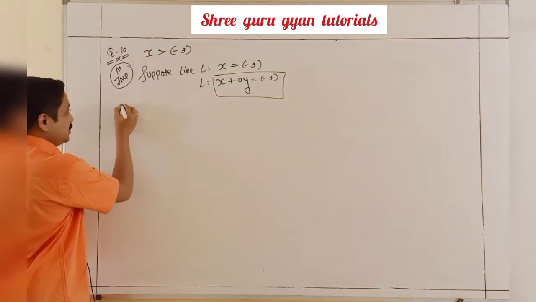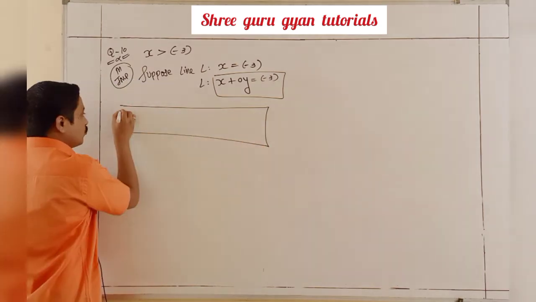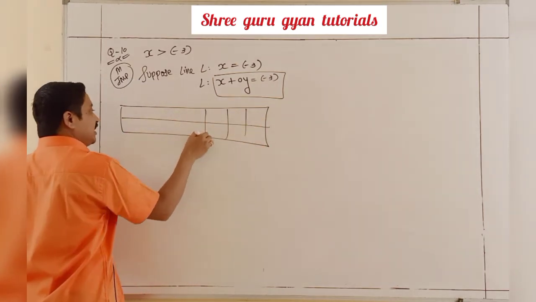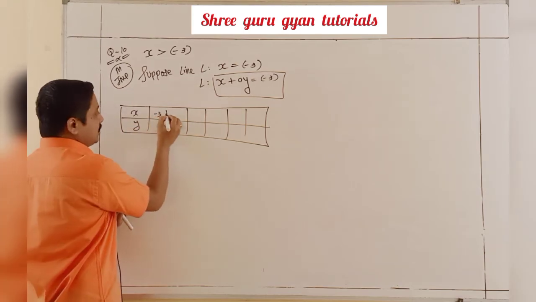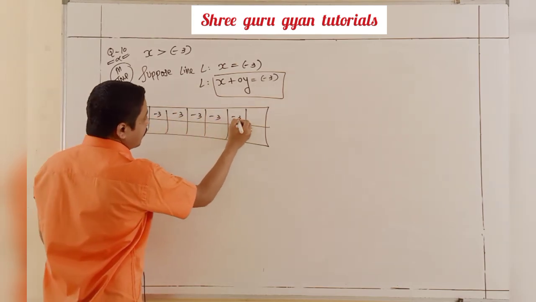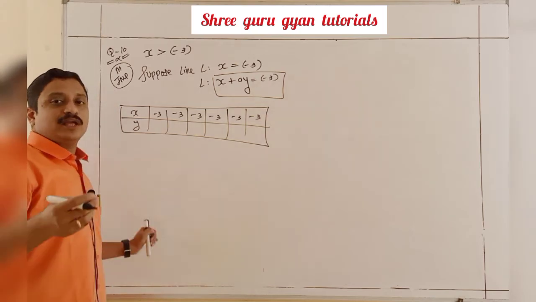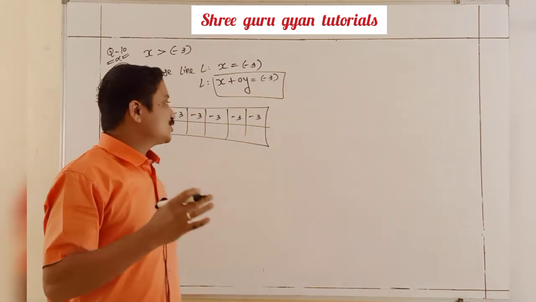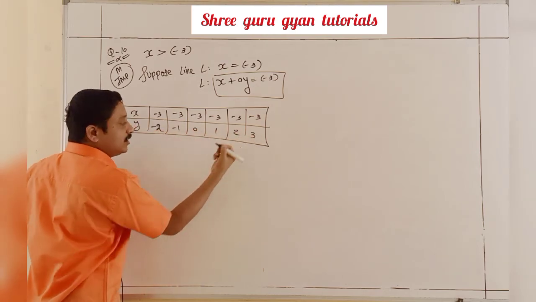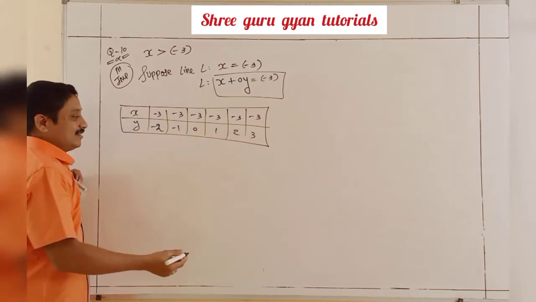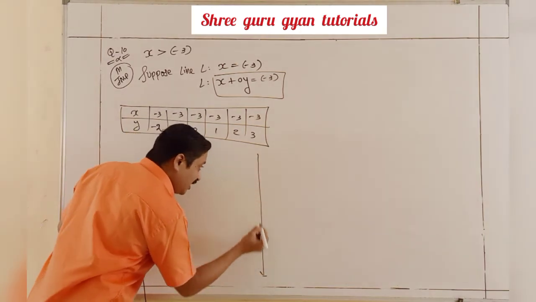So you go to the table and put in some values. For more understanding, taking 3 or 4 values. X is fixed, minus 3 everywhere. Y you put any numbers. So here I put down minus 2, minus 1, 0, 1, 2, 3, as you like. And go to the table for the drawing.